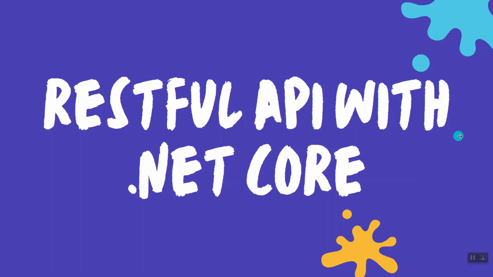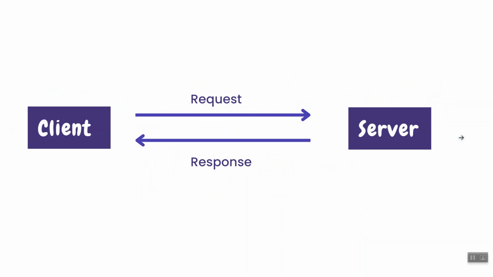Okay, let's move to the topic. Let's see what this API is. An API is used to get a request from the client to the server and send a response from the server to the client. This diagram may clearly explain what an API is.